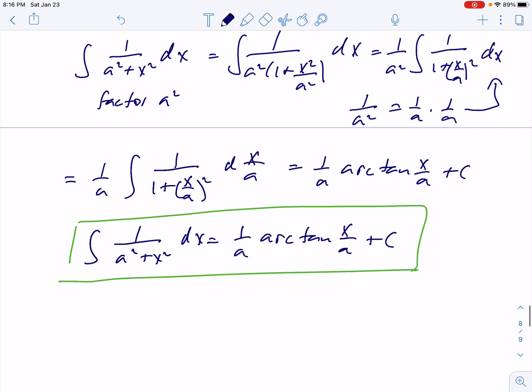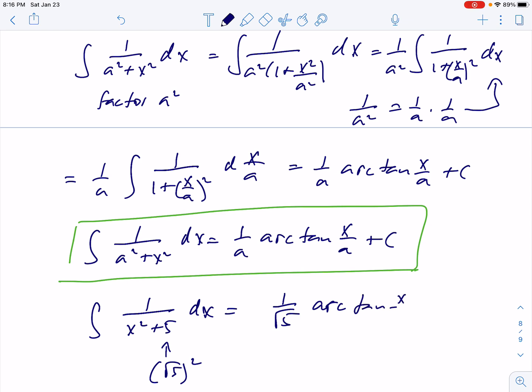For example, let's say you have integral 1 over x squared plus 5 dx. 5, this is root of 5 squared. Let's make a good 5 here. Root of 5 squared. So I can write immediately a is root of 5. 1 over root of 5 arctangent x over root of 5 plus c. Look at this.